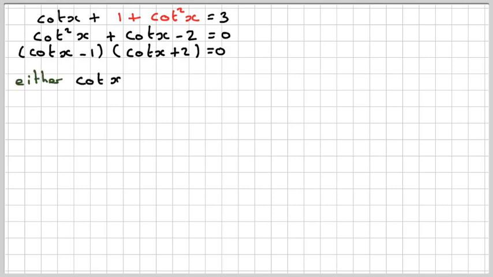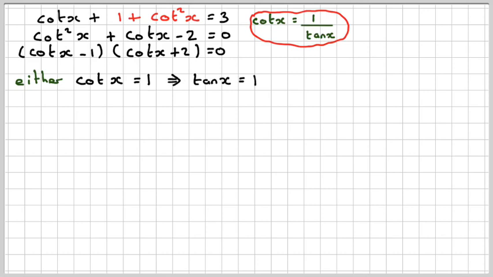So either cot x is equal to 1 from this one here, and we know that cot x is 1 over tan x, so we can also say that tan x is going to be equal to 1. Tan to the minus 1 of 1 is pi over 4, because we're working in radians, okay?